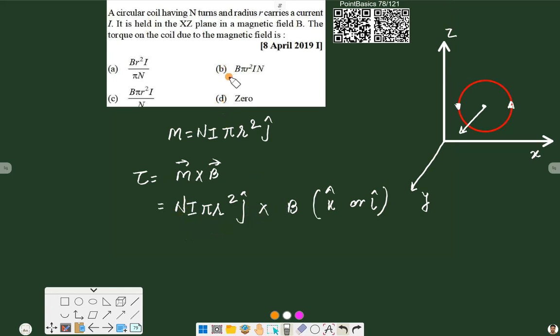So either option B is possible or option D is possible, depending upon the direction of the magnetic field. 0 will be if the magnetic field is in the j direction, and this will be if the magnetic field is in the k or i direction. So moving to the next one.